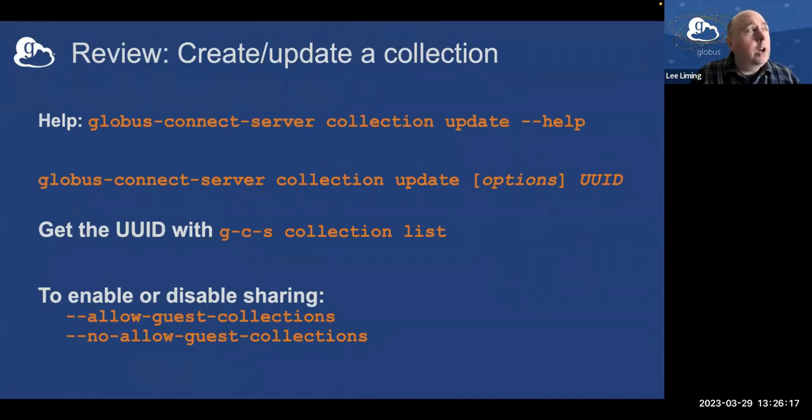So if you have a collection called Purdue Anvil, for example, and you want to update it with new policies, you would do Globus Connect server collection list, find Purdue Anvil, find its UUID, and then paste that UUID in here with some additional options, and it would change the settings. The option that allows you to enable or disable guest collections is allow guest collections or no allow guest collections. So that's our quick and dirty on-off switch for sharing on a collection.